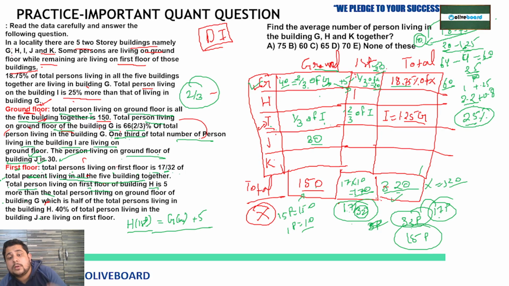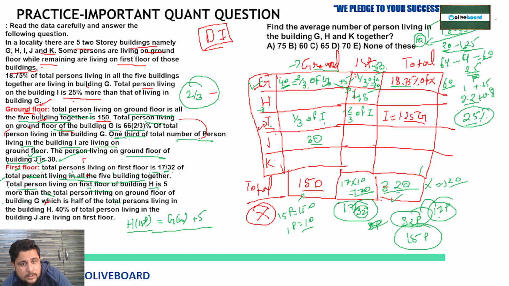Now we know the number of persons living on the first floor of building H are 5 more than the number of persons of building G, right? Not the total number of persons, but 5 more than the number of persons living on the ground floor of building G. So that is 40, 40 plus 5. 45 will live on the first floor of building H.